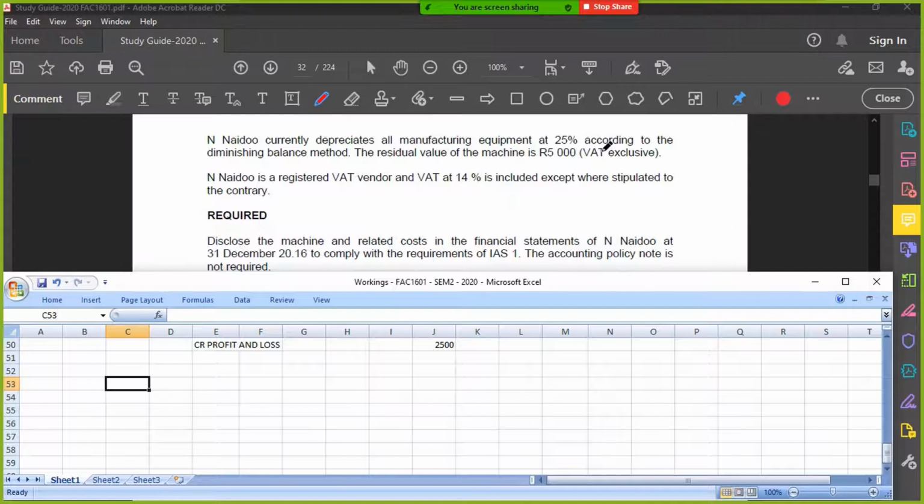Okay, depreciation is given in the question. See it? Yes. Diminishing balance is important. Residual value. There's that note about residual value. See?